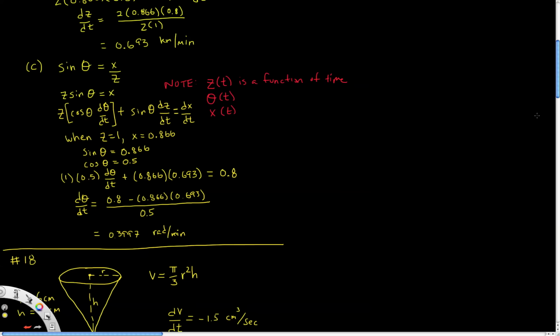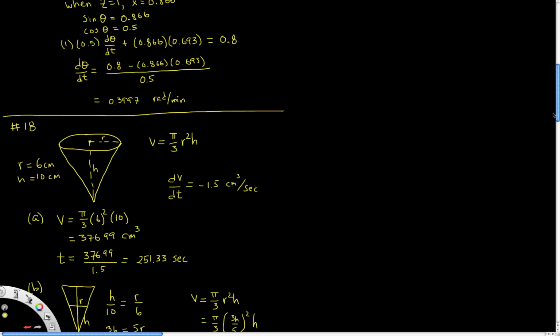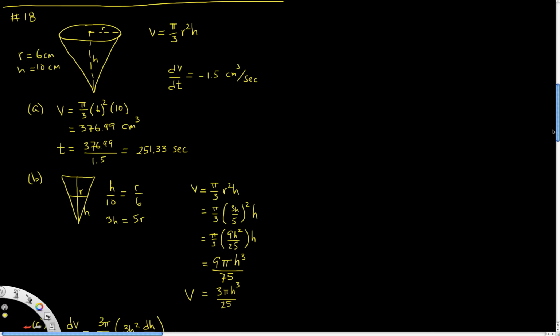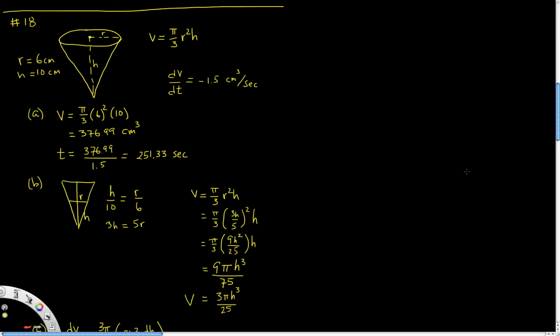All right, let's take a look at the next problem, number 18. What's going on in this problem is you have a cone filter that you might find in a coffee maker, and that cone is filled with water, and we're going to let some water drip out of it and figure out how fast the height is changing. But what they ask in part A is how long it's going to take for the water to completely drain from the cone.